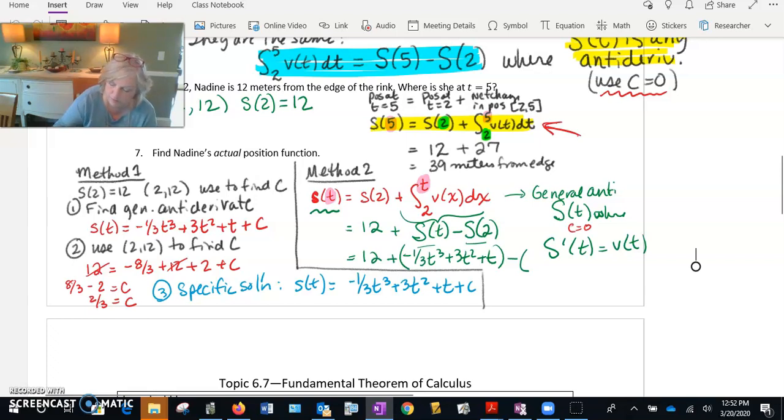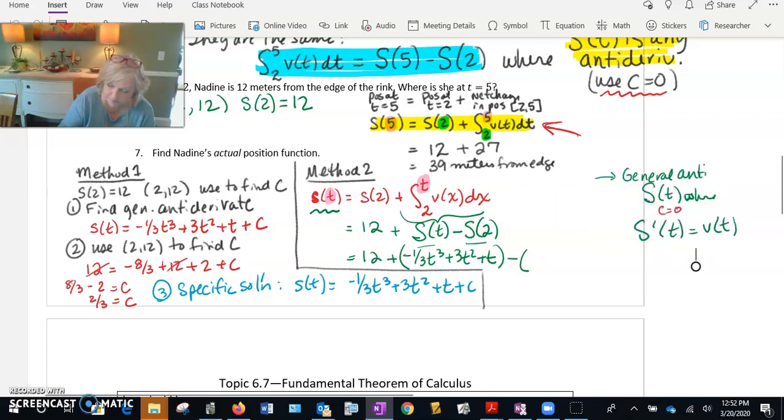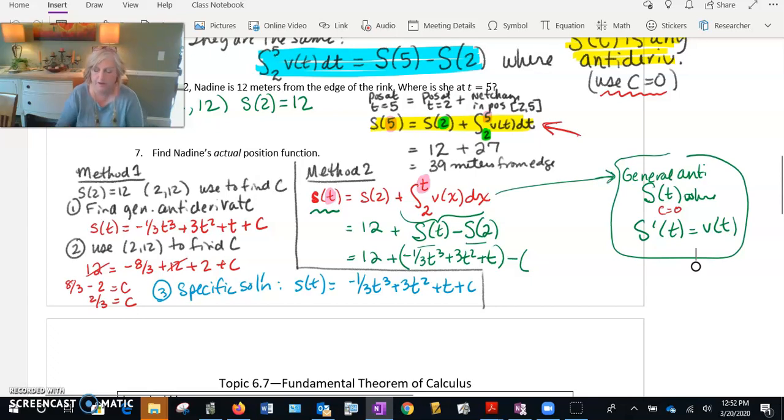Let me move my little side comment here a little bit out of the way. I'm just going to move it over here. All right, so if I plug 2 into that same general antiderivative that I just wrote down there, I'm going to get the negative 8/3 plus 12 plus 2. And so it's that portion.